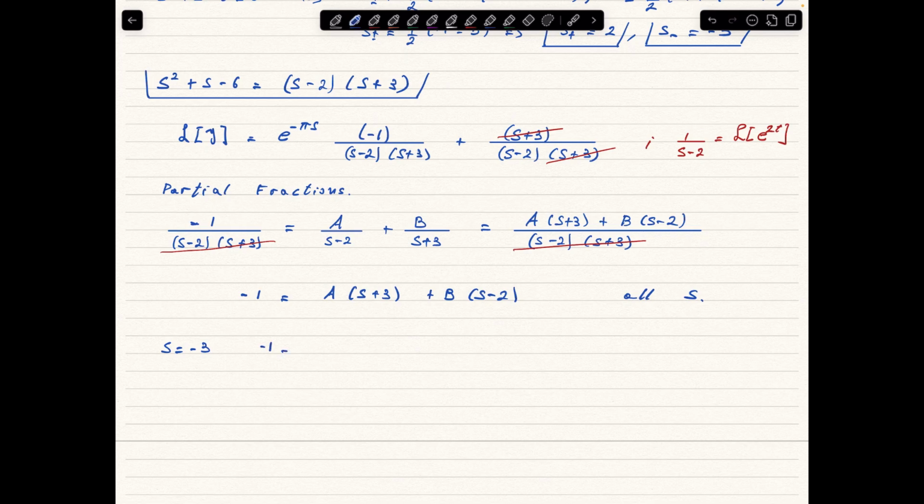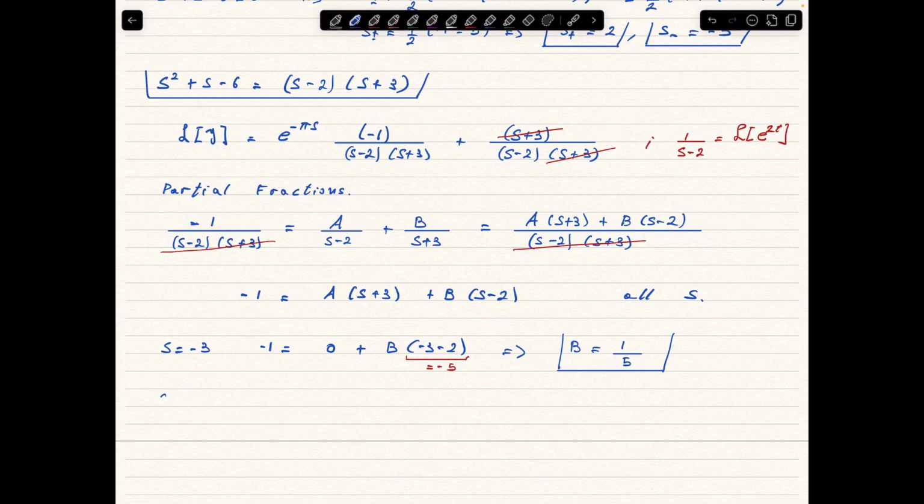Then -1 is equal to 0 plus b times (-3 minus 2). So from here we get -5, and then b is nothing more than minus, we have negative, so let's say that this here is -5, and this negative sign is going to cancel that negative sign, and we are going to get a positive 1/5. So that's the first constant.